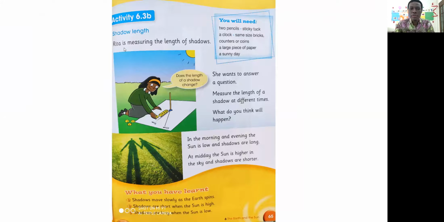Look here, Rita is measuring the length of a shadow. Let me share my screen again. Yes, I think, can you see? Wait, I don't think you see that quite well. Okay, I've corrected the mistake.